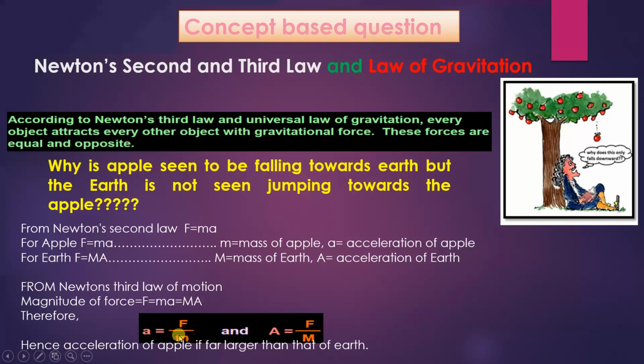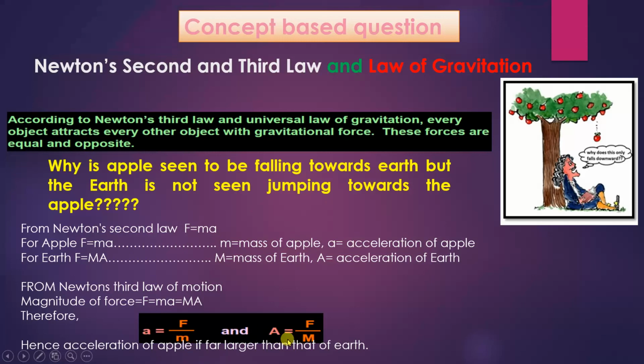Now here m is the mass of the apple and it is very less than the mass of earth, isn't it? So m is less, so a will be more. They have an inverse relation, we have just learned this. For the given force, if the value in the denominator is very small, the value of the fraction will increase. So acceleration is very large. m is small, acceleration large.